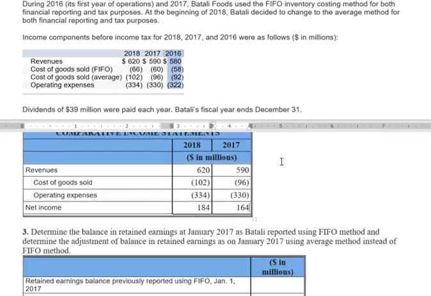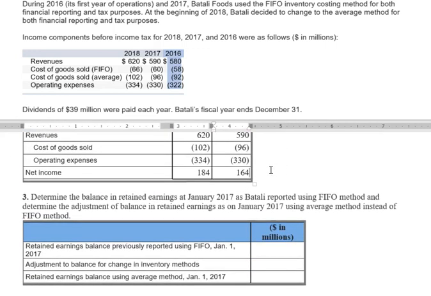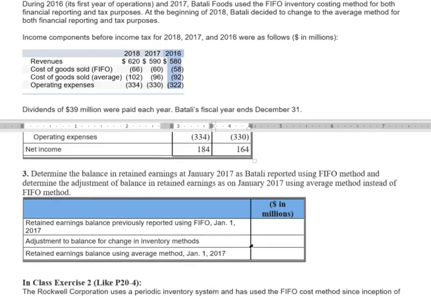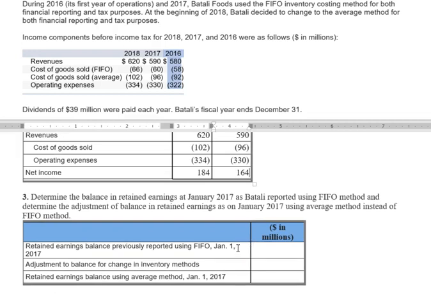All right, now determine the balance in retained earnings as of January 1, 2017, as Vitelli reported using the FIFO method, and determine the adjustment and balance in retained earnings as of January 1, 2017, using the average cost method instead. So what was our balance in retained earnings as of January 1st, 2017? So let's go in and see what we can pull there. So we go back up, and let's look and see what was our retained earnings balance.